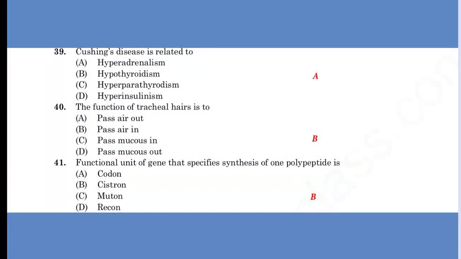The most common cause of Cushing syndrome is taking too many glucocorticoids or corticosteroids. These are hormones, and these are present in medications such as prednisone, dexamethasone and prednisolone. So the answer to this question is hyperadrenalism, option A.